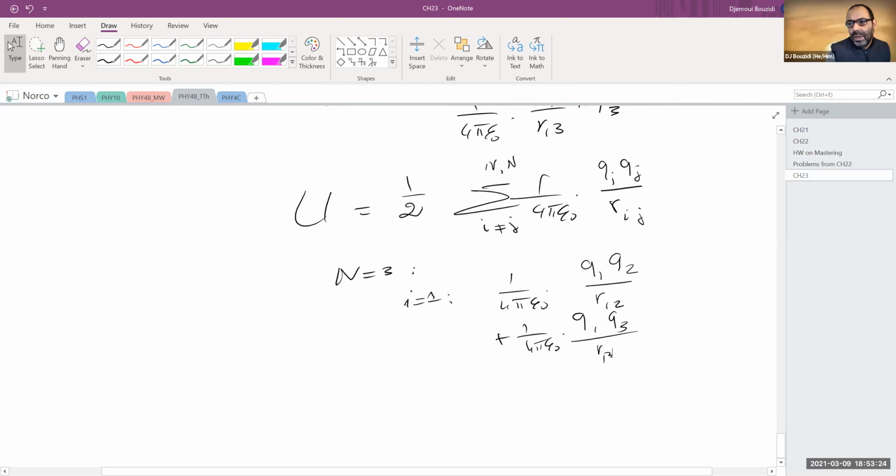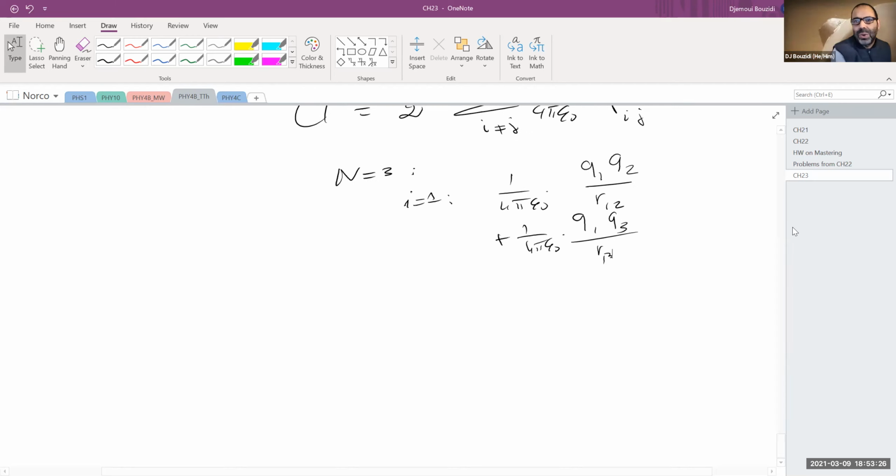How about i equals 2? Look at the scenario i equals 2. So i equals 2 now tells me that I have 1/4πε0 times, now the first charge is 2, times q1, because j can be anything from 1 to 3 except 2 in this case. So it can be 1. So it's R, again, the distance between 1 and 2. And that is exactly this term.